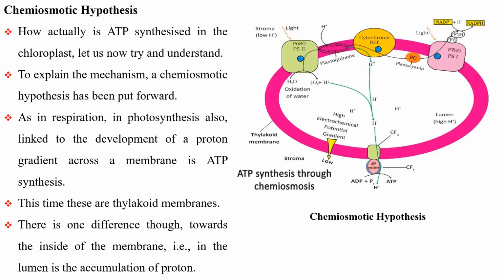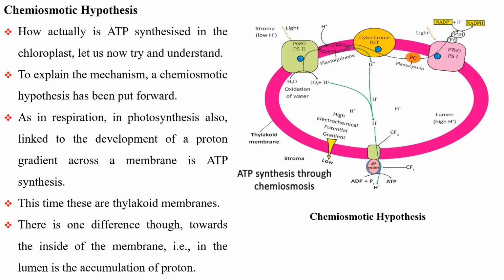Chemiosmotic hypothesis. How exactly is ATP synthesized in the chloroplast? Let us now try and understand. To explain the mechanism, the chemiosmotic hypothesis has been put forward. As in respiration, in photosynthesis also, ATP synthesis is linked to the development of a proton gradient across a membrane. This time it is the thylakoid membranes.